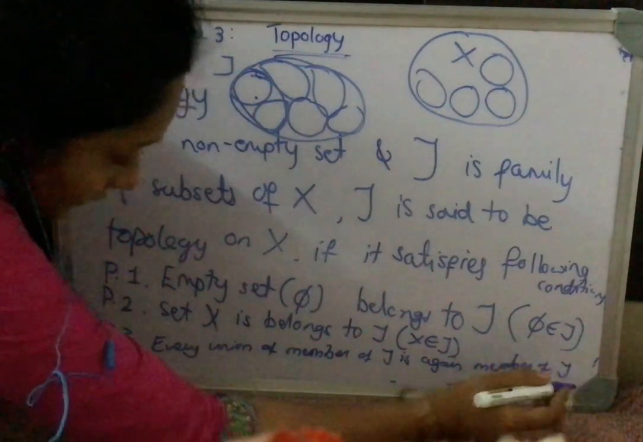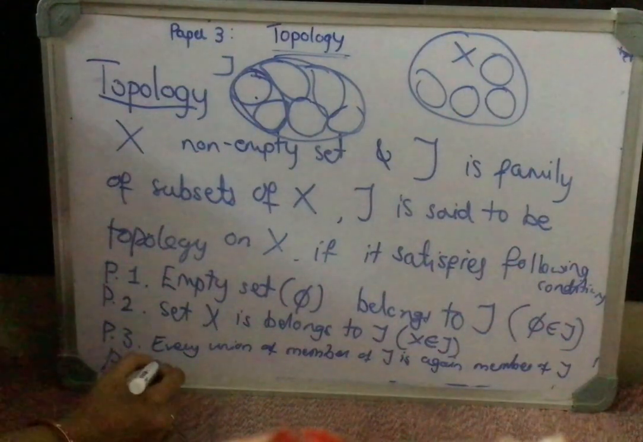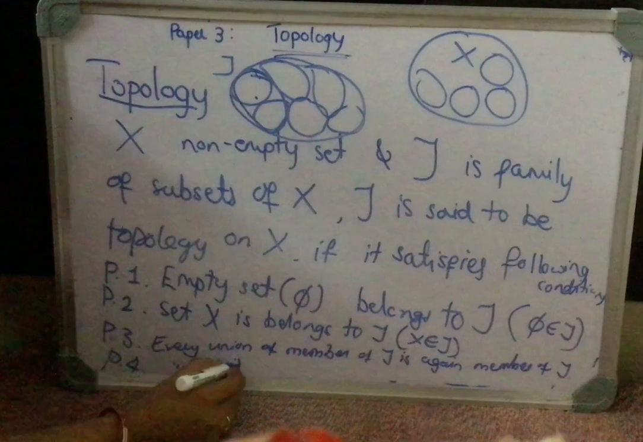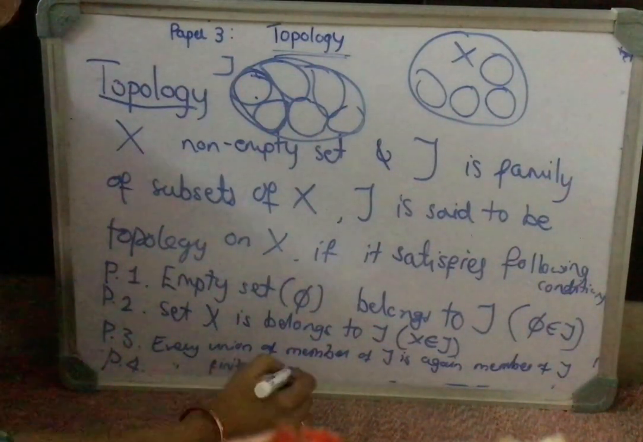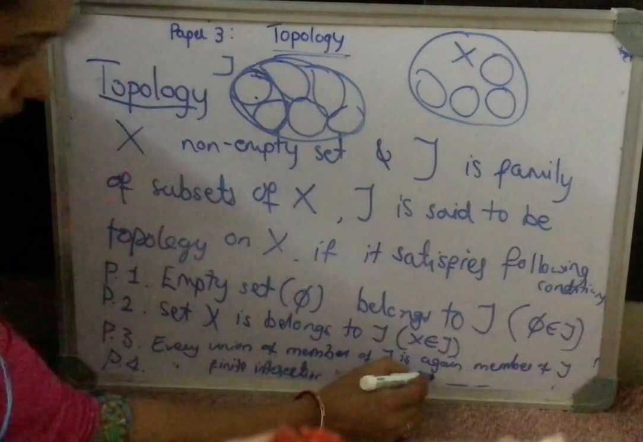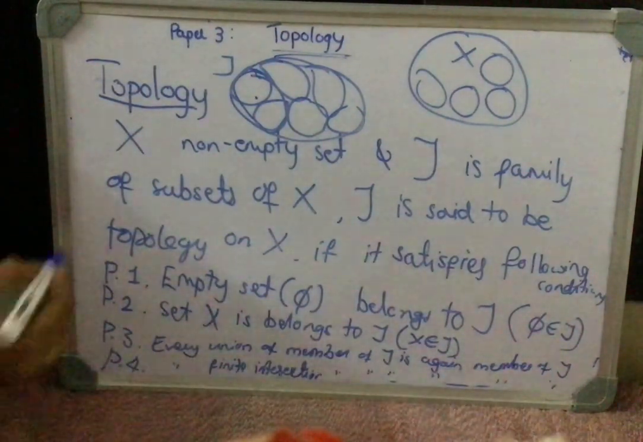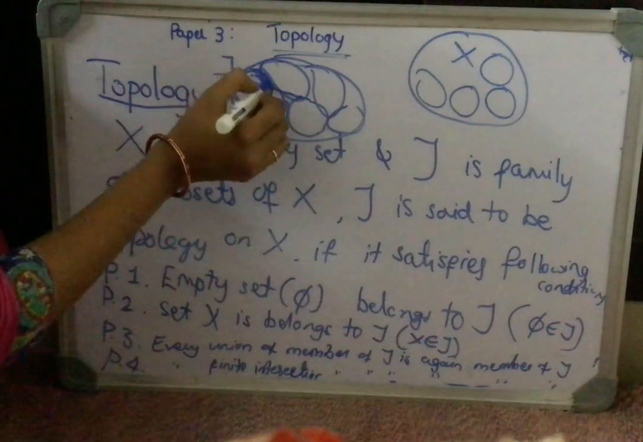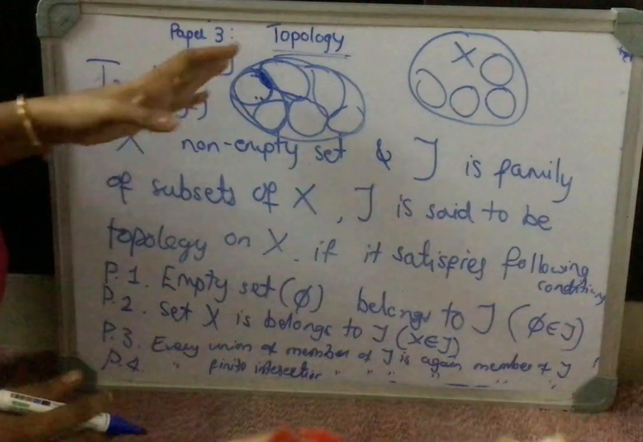Okay, so once we have union, next we will have intersection also. Every finite intersection of members of tau is again a member of tau. That means when you do the intersection of the sets, the result must again be in tau. So that is it.